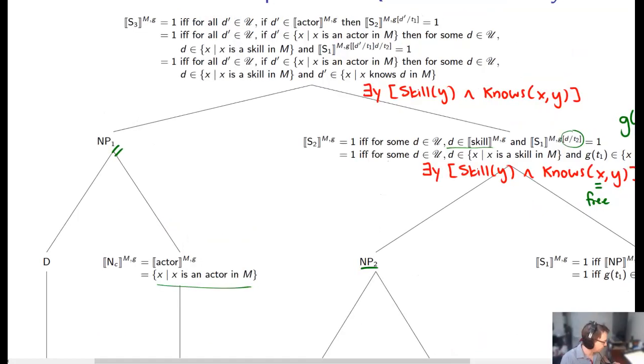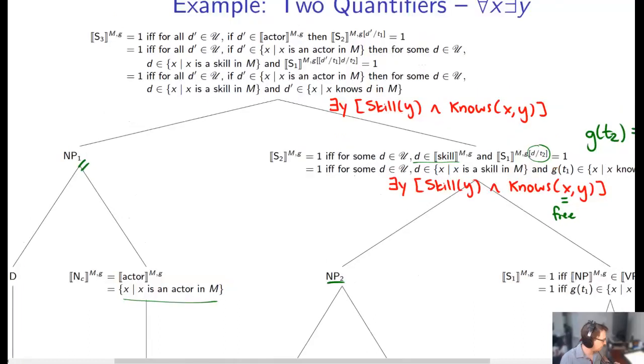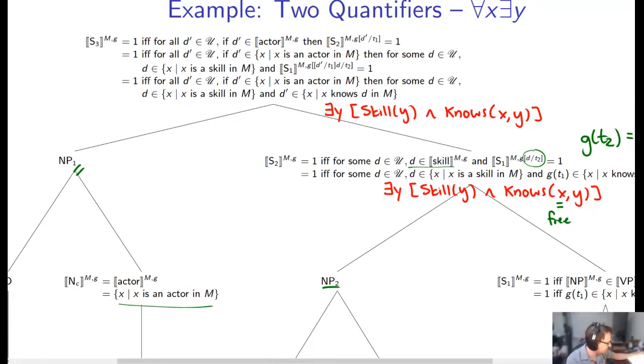So when we go up, the first line is going to look very familiar. It's just the rule for S3. So this is the universal rule. So if for all d prime in U, so here now we're using d prime. So we're using d prime instead of d because we've already used d.